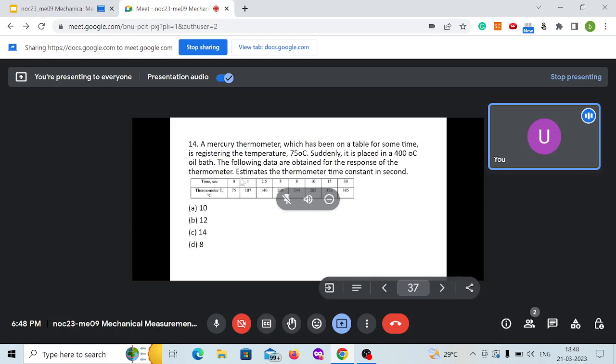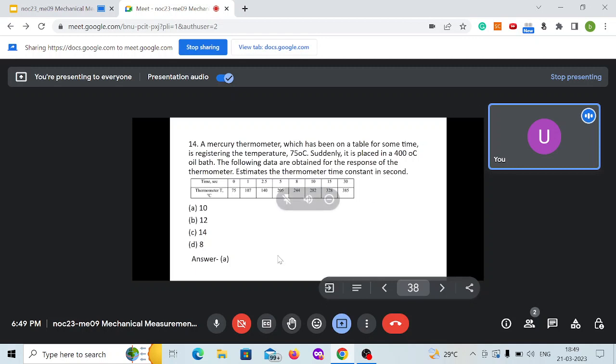So we know the temperature value and the corresponding time value. We can substitute that, and we also know the T naught and T infinity values. So we know theta by theta naught equals e raised to power minus t by tau. We can take any one of these, and we know the theta value. We also know the theta naught value, which is 75 minus 400, and we also know the time. We have to find out the tau value, which is the time constant. So here the answer is 10 seconds.